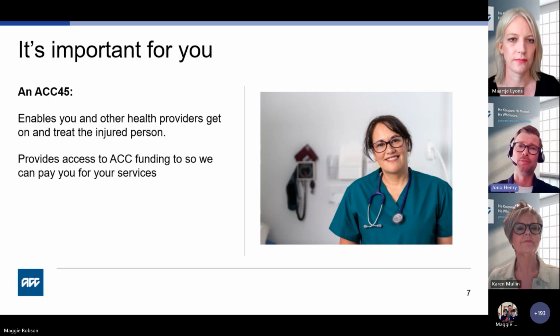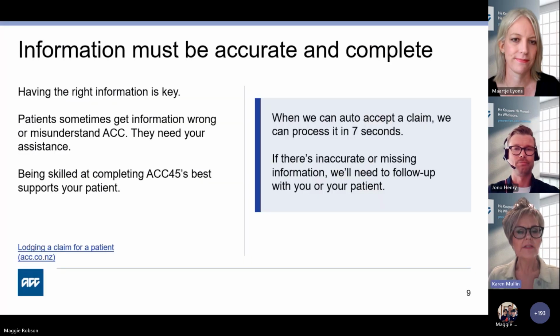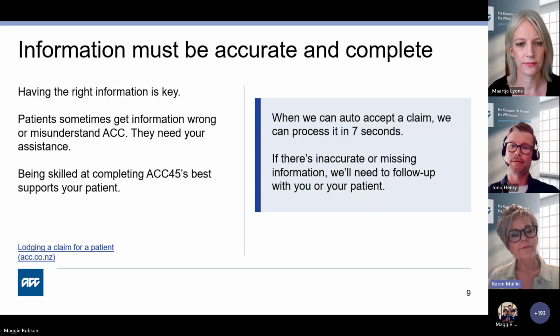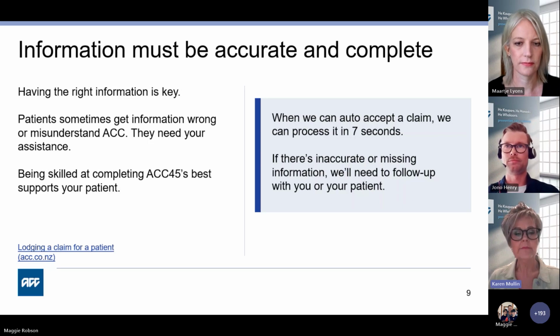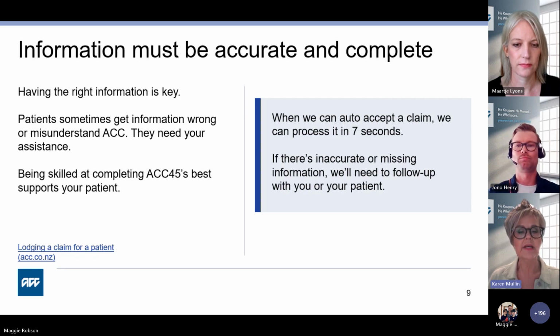Now I'll hand over to Karen for the personal details section of this presentation. Over to you, Karen. Thanks, Jono. So I'm just going to talk a little bit about information about your patient. When we receive a claim, we rely on the patient's personal details to validate whether they do or don't have an existing claim record in our system. If they do, our automated system is able to match that new claim to that particular patient. That's a key step to getting a really quick decision and, obviously, access to treatment and support.